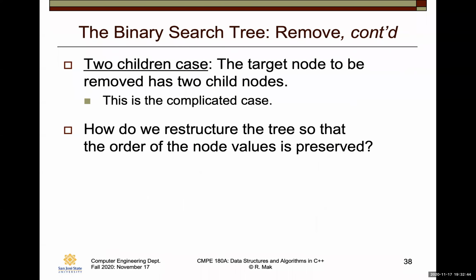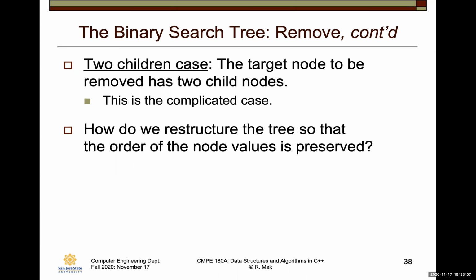Now, what if a node that you're removing has 2 children? Okay. Now this is the complicated one. And how do you make sure that after you remove a node that has 2 children, what you have left is still a binary search tree?